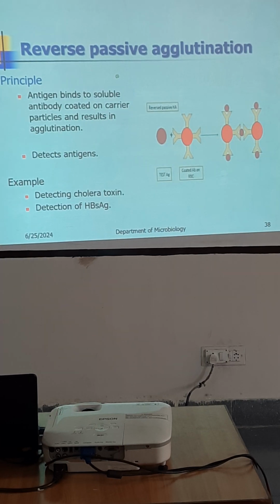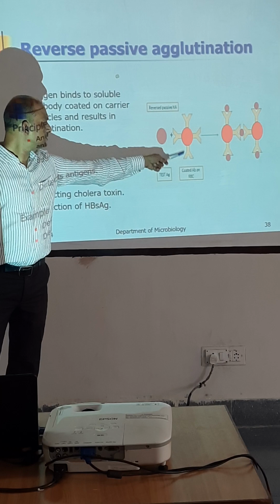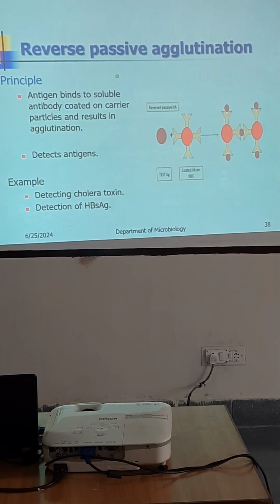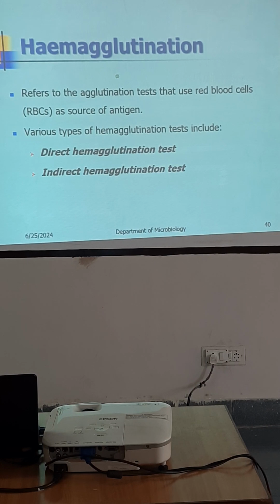Reverse passive agglutination can be explained with the help of the principle. Here you can see the antibody coated on the RBCs, and this is how they are going to form the antigen-antibody complex, and that is what the latex formation is, which is going to detect the antigen. Examples of the test are cholera toxin and detection of hepatitis surface antigen by reverse passive agglutination test. Then the hemagglutination test as well, which refers to the agglutination tests that use RBCs as a source of antigen.